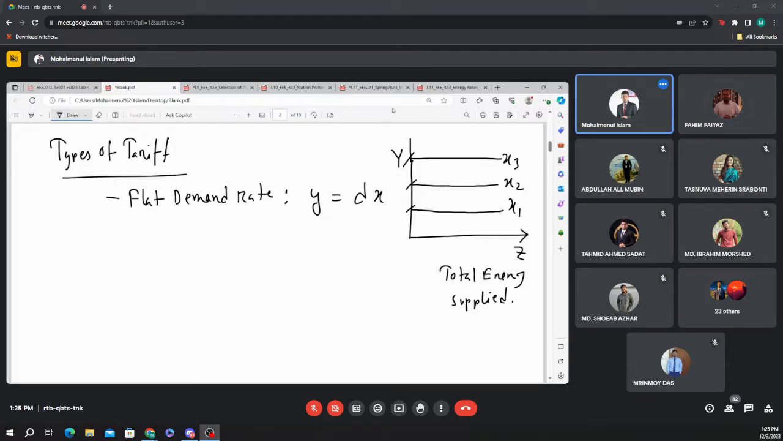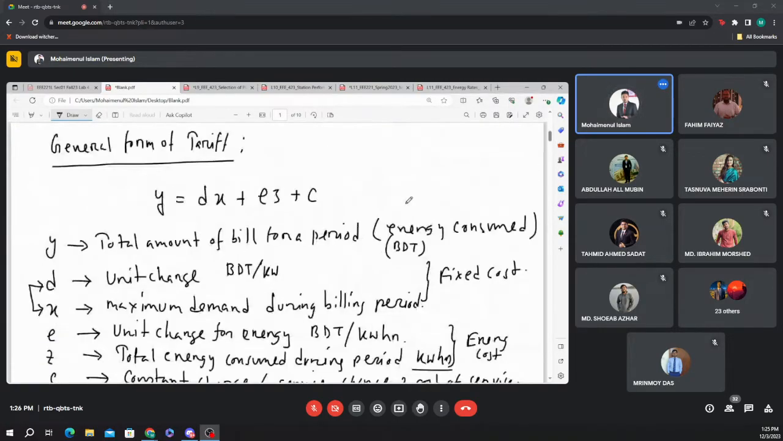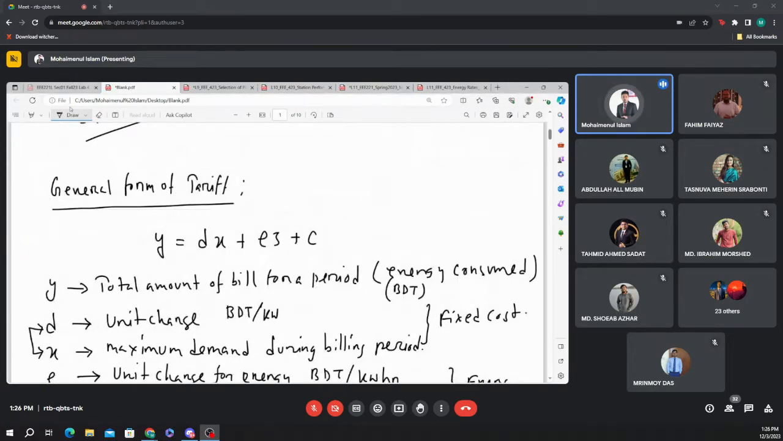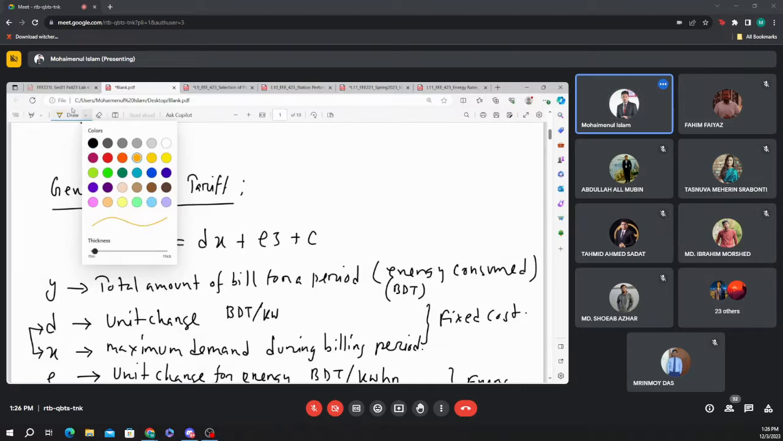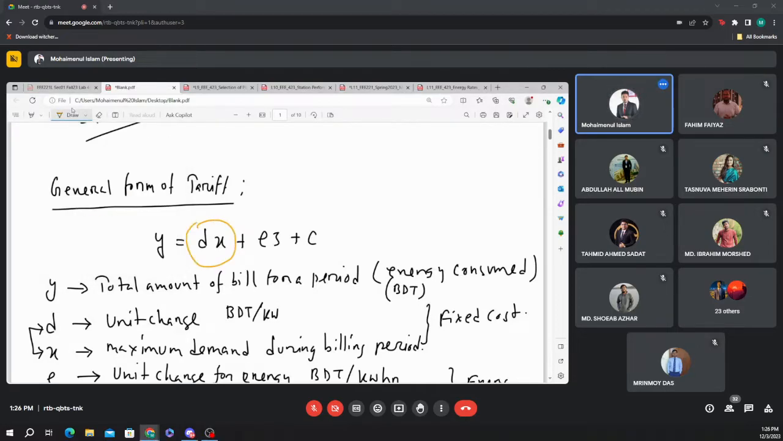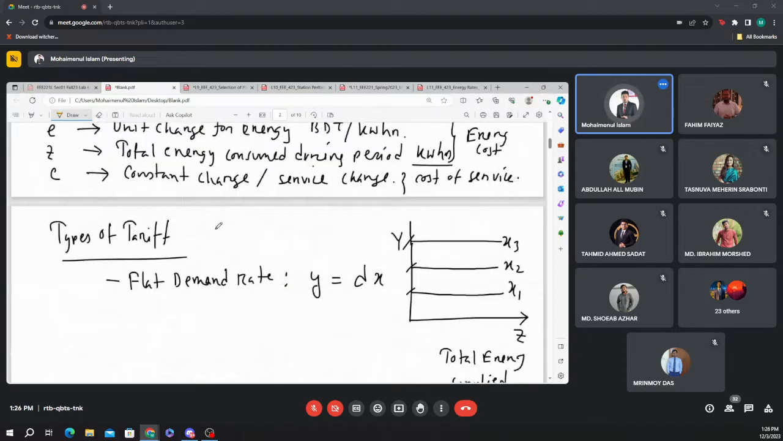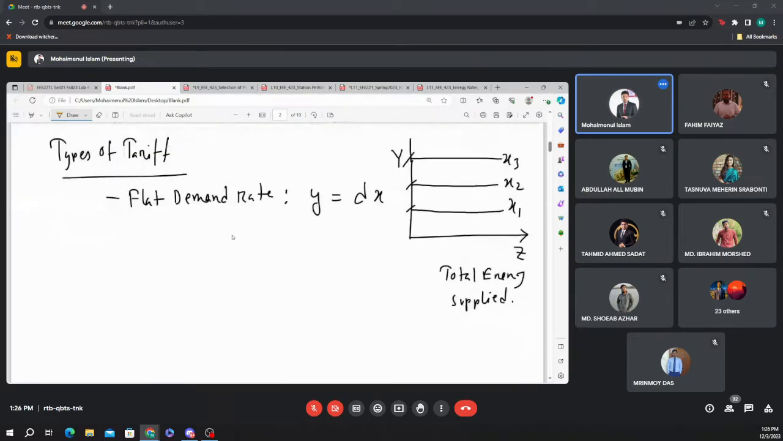Okay, sir. So now you see in our previous equation, the flat demand rate is y equal to dx, the first part. This one is our flat demand rate. Now you need to consider the next one, which is called straight meter rate. Okay.